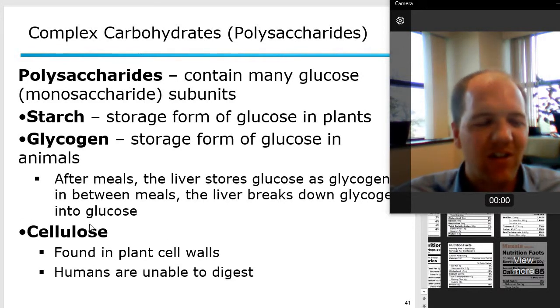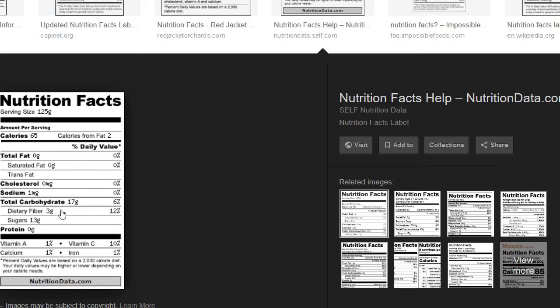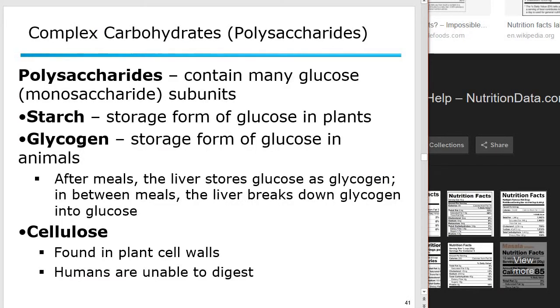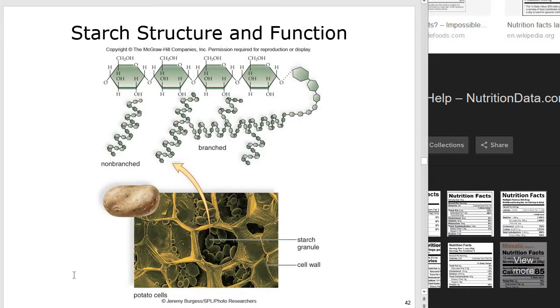All right, then the last polysaccharide I want to mention is cellulose. Now cellulose is what we call fiber in our diet, because we're not able to digest fiber. We're not able to digest cellulose. If you come to this nutrition fact I showed you, here's your dietary fiber. Fiber is made of cellulose. So cellulose is found in plants, and that's how it gives plants structure. It doesn't give them energy. It gives them structure. And it's just made of glucose. It's these long chains of glucose all hooked together, but it's in a form that we don't have the capability of breaking down. Some organisms do, but we don't.